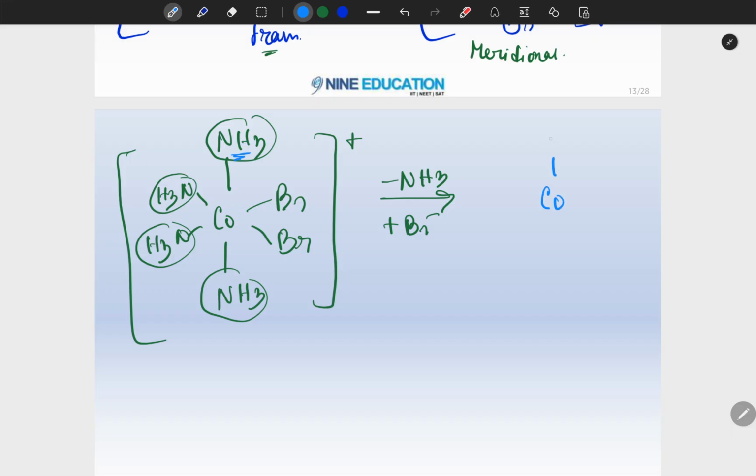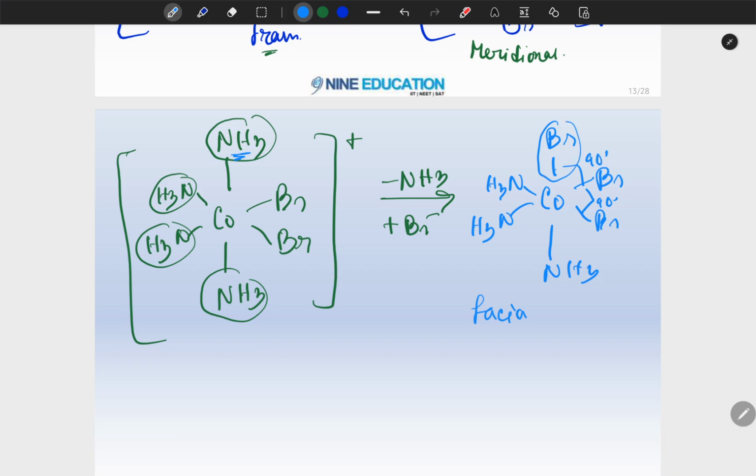Suppose if I replace one ammonia in the axial position, then what is the resultant complex? Resultant complex will be CoBr. If I replace one ammonia in the axial position, I am getting this NH3. Now this is the facial isomer. This bond angle is 90 degree. This is also 90 degree, and between these two, that is also 90 degree. This is above the plane and this is on the plane. So obviously the angle should be 90 degree. So this is a facial isomer. So when I am replacing the axial ammonia with Br minus, I am getting facial isomer.